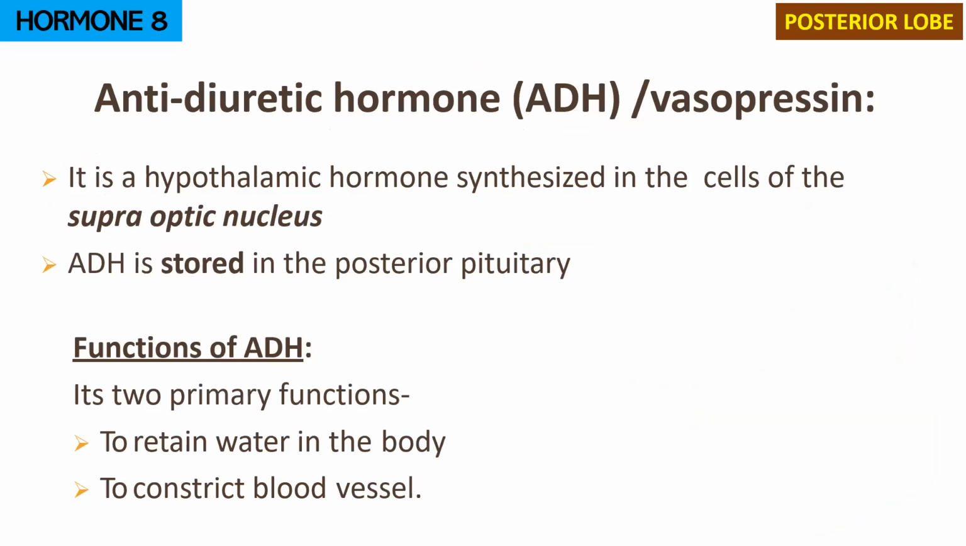Now, antidiuretic hormone, or ADH, or vasopressin, is produced by the posterior part. The main thing, of course, the name makes it obvious: it's antidiuretic, meaning it retains water in the body and constricts the blood vessels. It is synthesized in the cells of the supraoptic nucleus, a specific kind of cell, and then it's stored in the posterior pituitary gland.